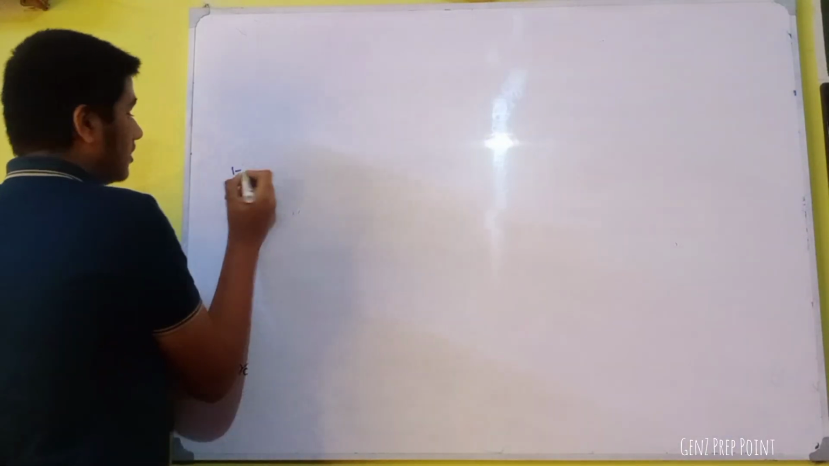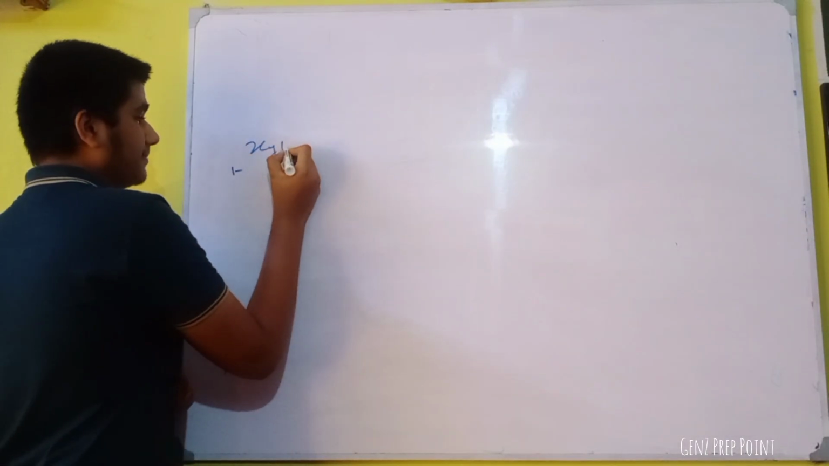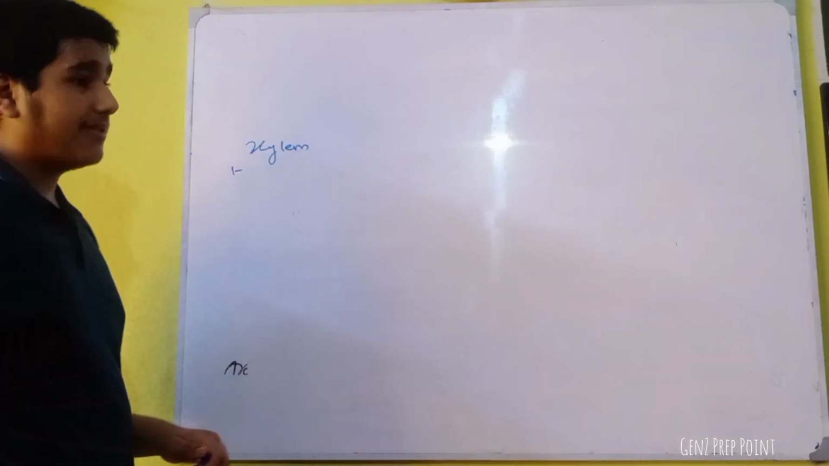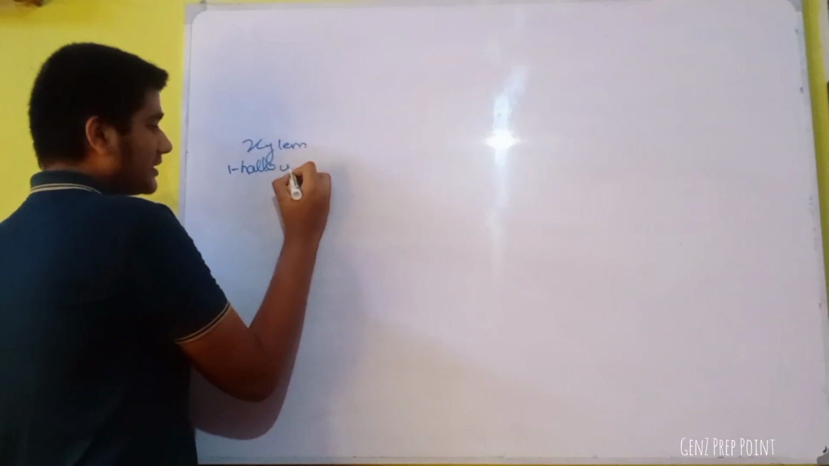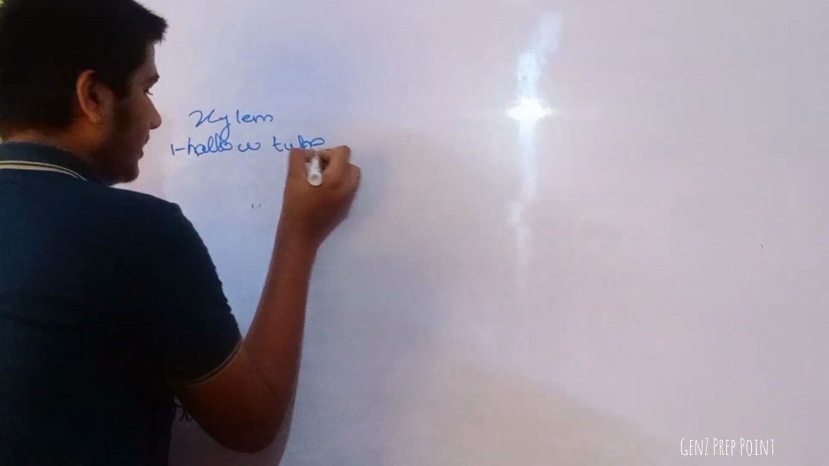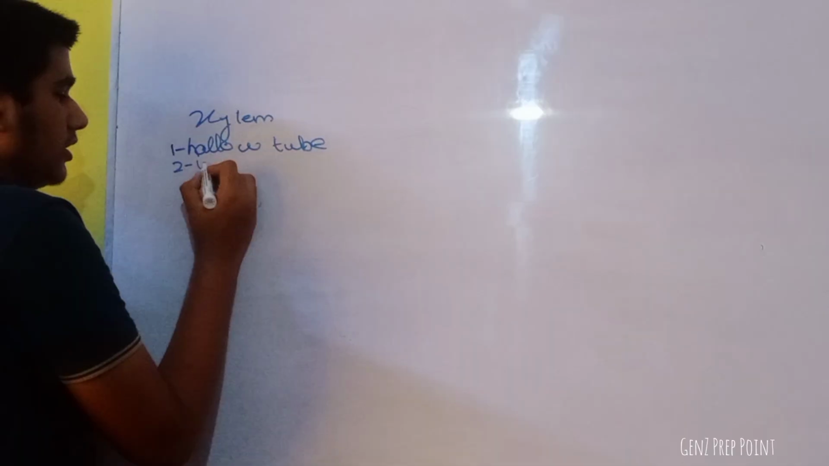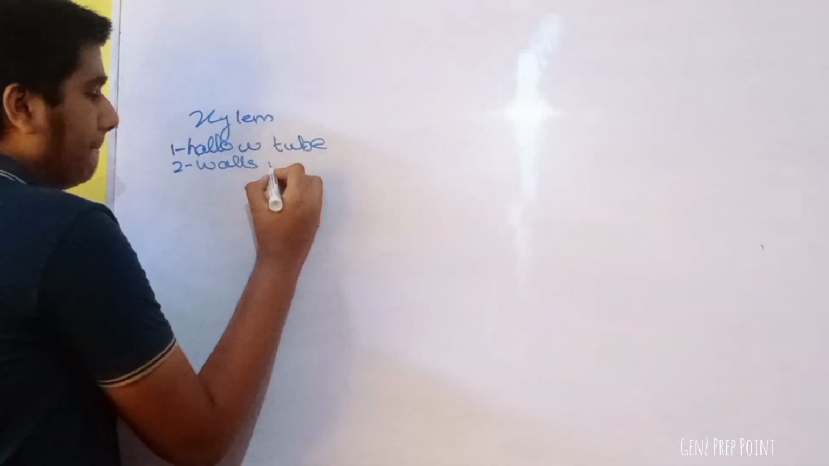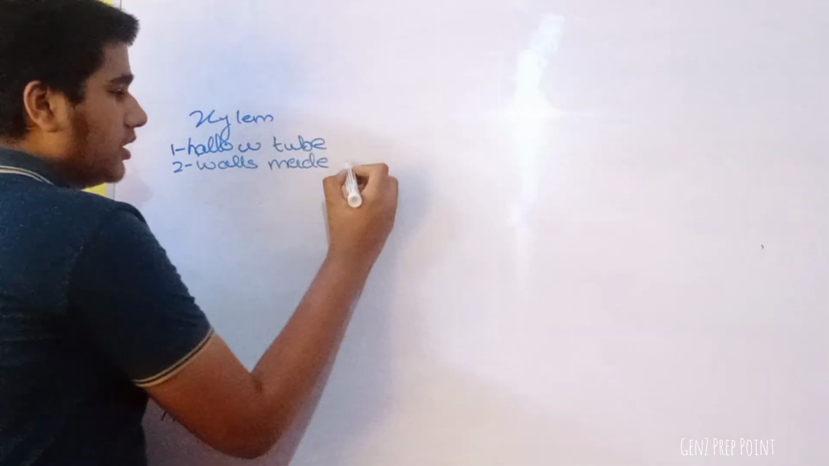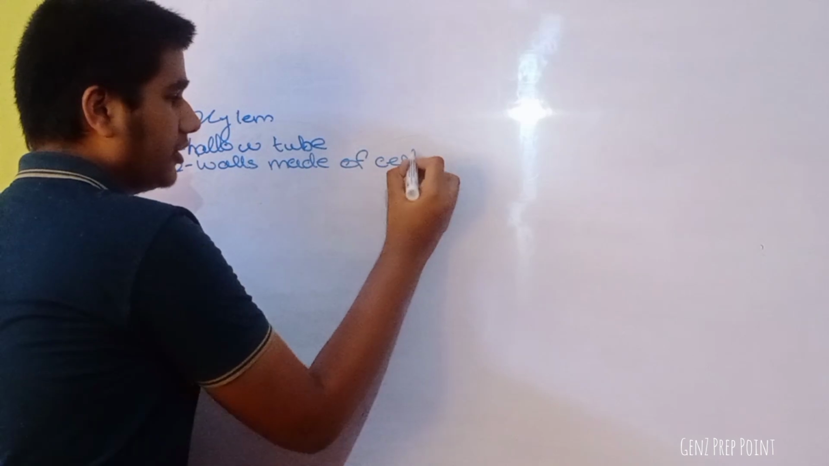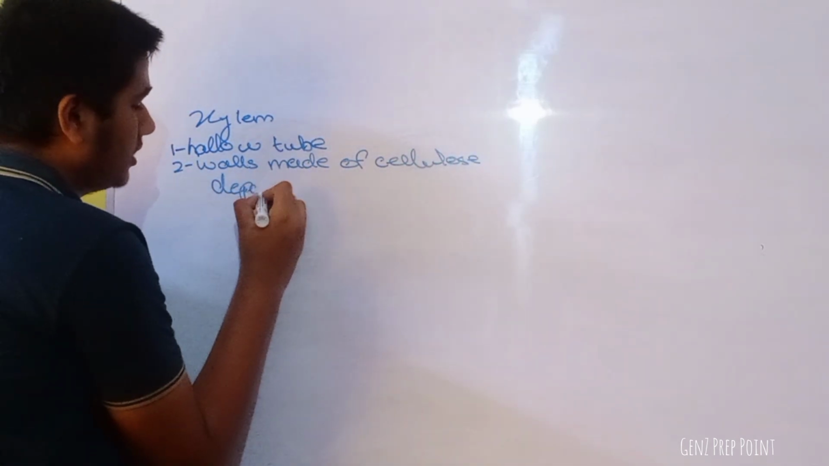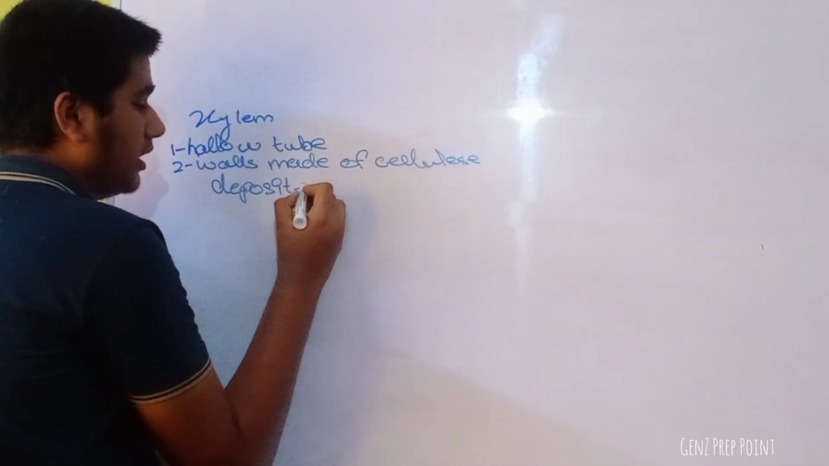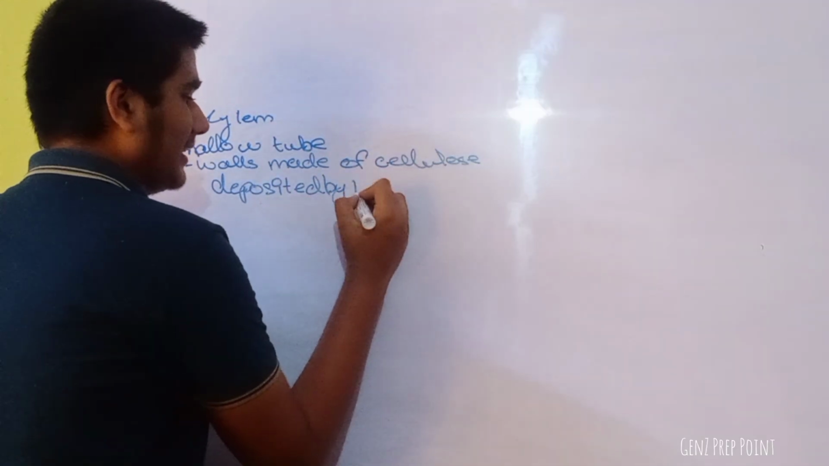Alright. First we will begin with xylem. Well, first we will be talking about the similarities. It's a hollow tube. Second, its wall is made of cellulose deposited by lignin.